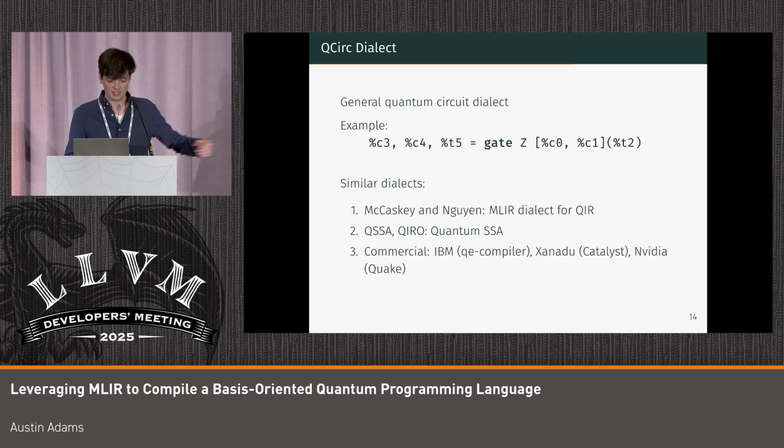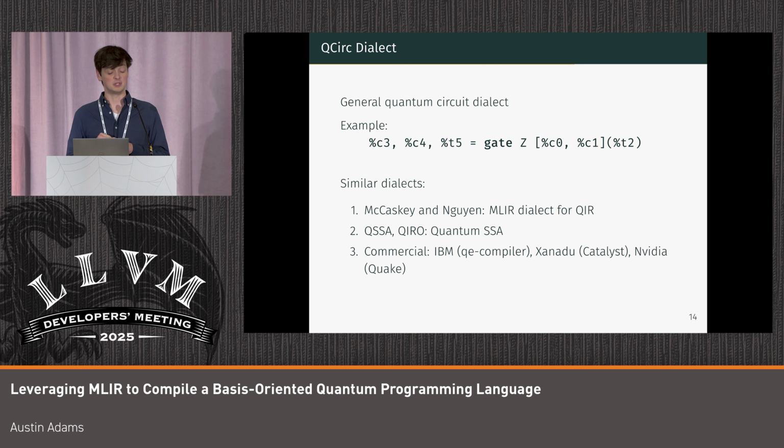It does the job. Here's an example of one of our ops in that dialect. If this is familiar to you, it's a Z gate with 2 controls, for example. But we took inspiration from some prior work in designing this. The first is McCaskey and Wynn, who designed the first, to my knowledge, quantum MLIR dialect.